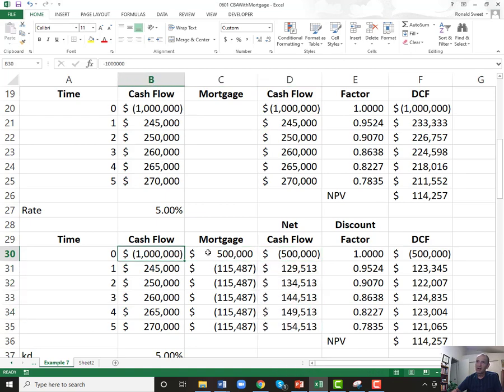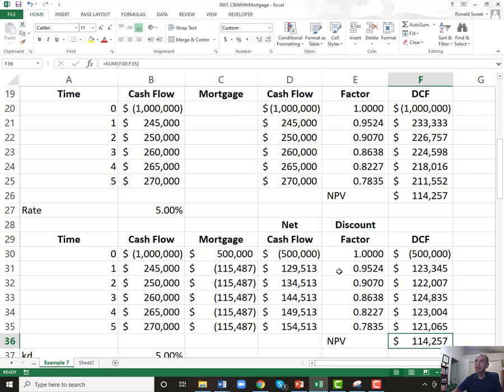Instead of a $1 million outflow, we only have a $500,000 cash outflow. Why? Because we borrowed $500,000. But then our future cash flows are different. Why? Because we made the $245,000, but we have to pay back the mortgage. When you do the discounting at 5%, what do you notice? The net present values are exactly the same. No difference whatsoever.